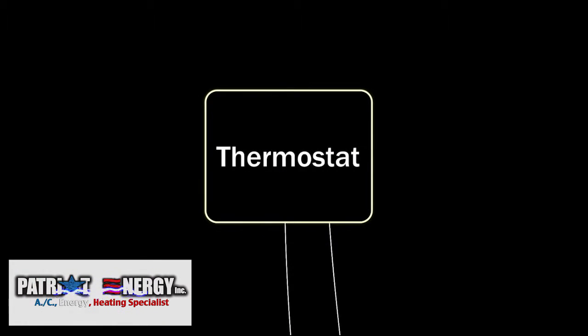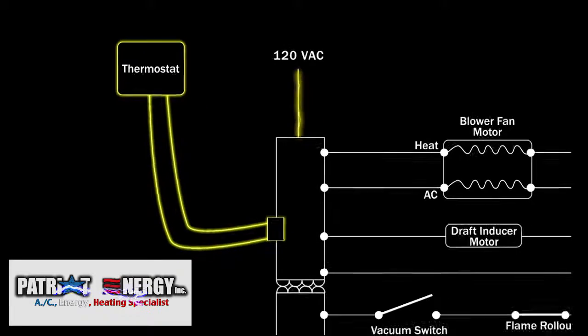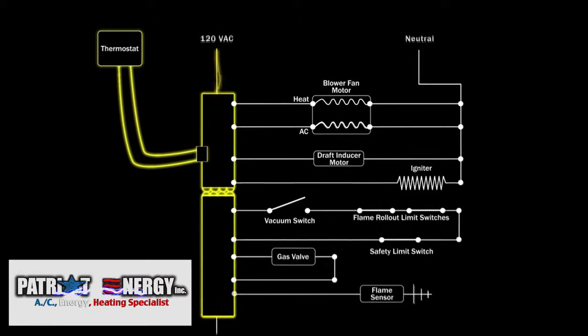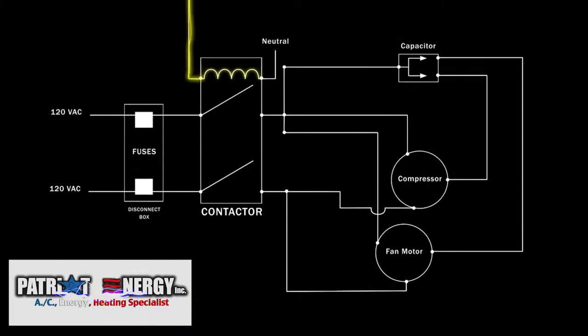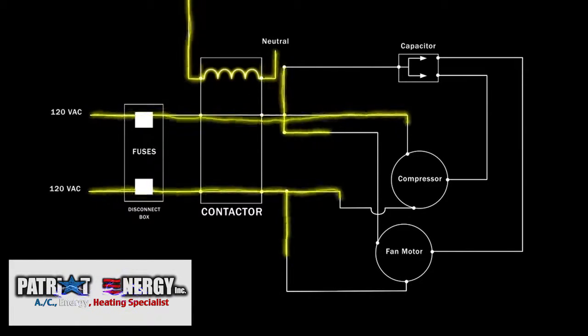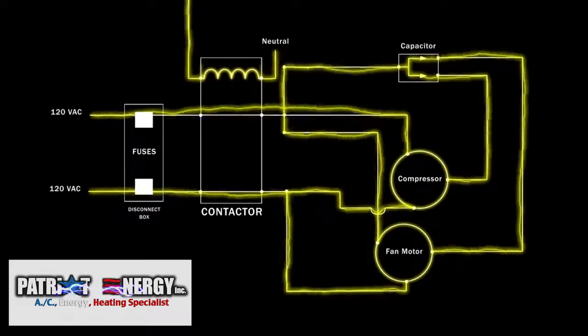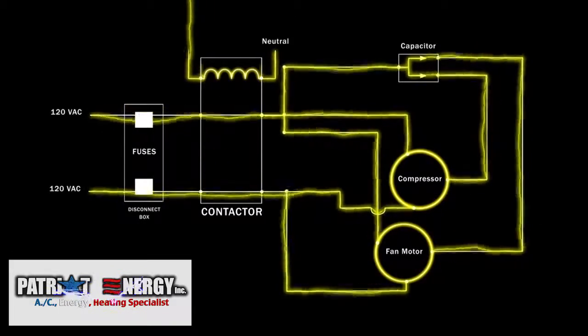When the thermostat detects an increase in temperature, it closes the cooling circuit, allowing voltage to travel to the control board. The control board uses a time sequence to send 120 volts of alternating current to the circulation blower fan motor in the furnace and 24 volts to the condensing unit contactor. When the condensing unit contactor is energized, it allows 240 volts to flow through a nearby disconnect box to the compressor and condenser fan motor.